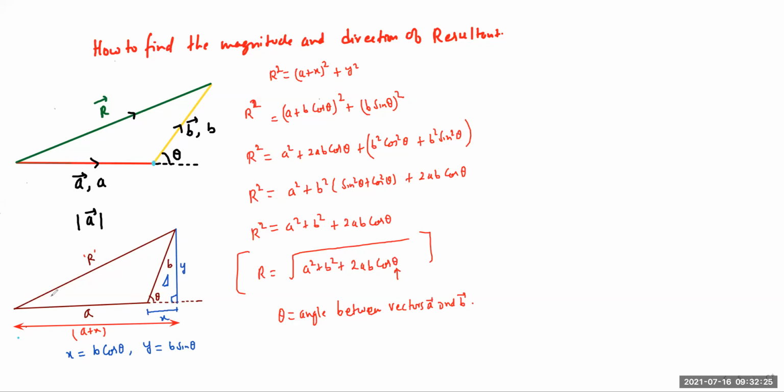Sometimes they are also looking for the angle between the resultant and A. Because the R is this way and the A is this way, this is the angle between R and A. I can say this is alpha, because sometimes they ask for alpha also. And finding alpha is pretty easy in this triangle because it's a right angle triangle. So what is tan alpha? Can you guys tell me what is tan alpha?